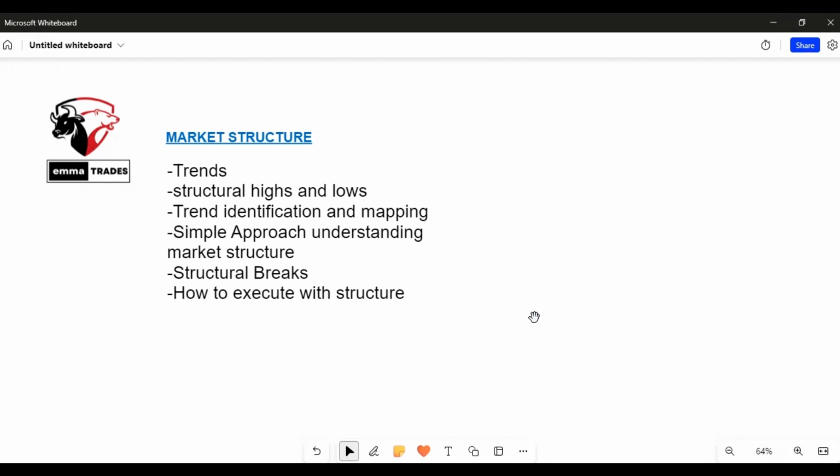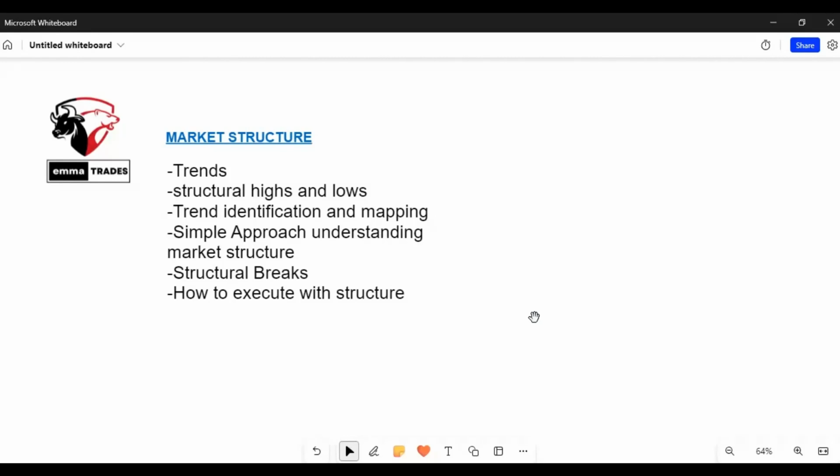And in our very first video we are going to be looking at market structure. So I'm going to try to keep these videos as simple as possible and as well broken down as possible for easy understanding. Hopefully it serves the purpose, right?